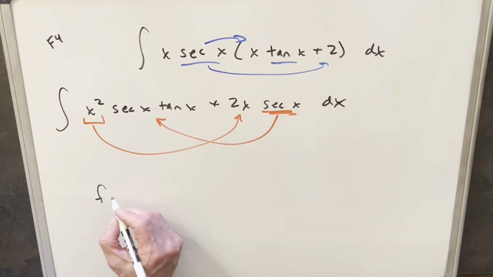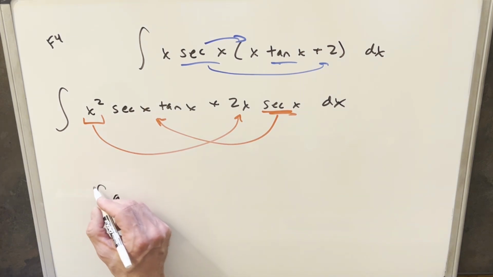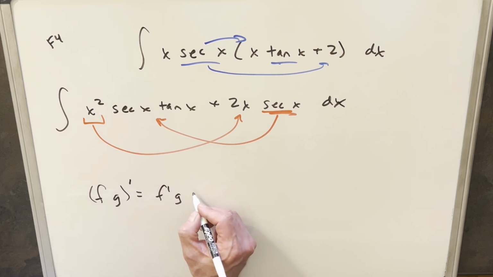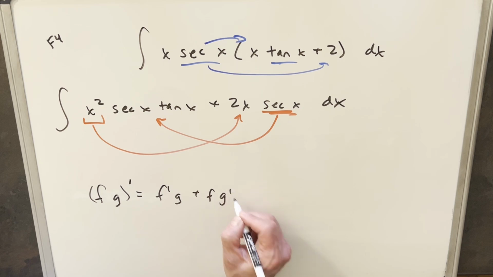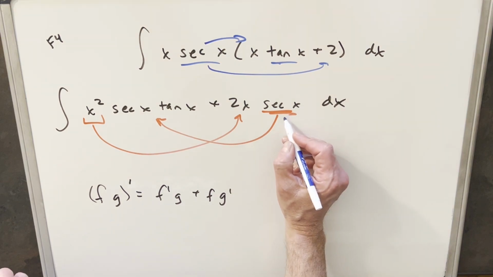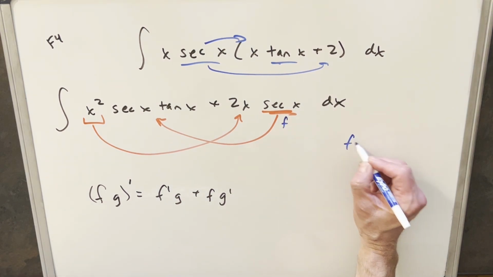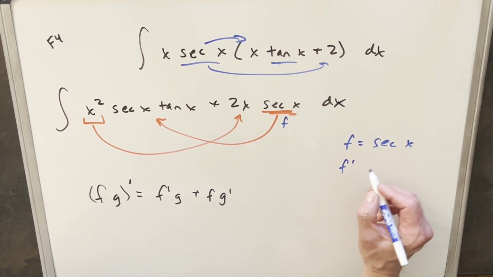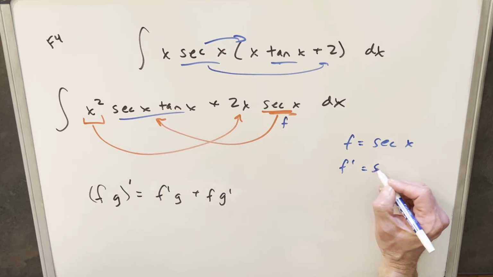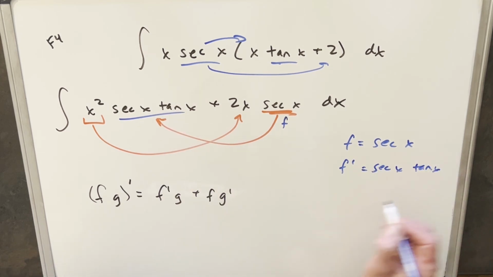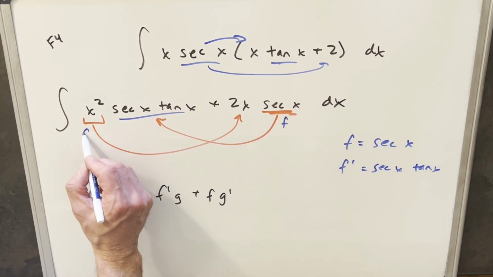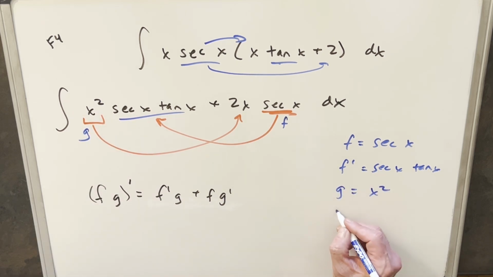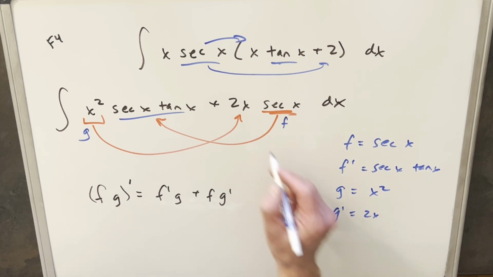So let's just take a quick look at our product rule. If we have two things that we're multiplying together, f times g, and we take the derivative of this, we just need the derivative of the first times the second plus the first times the derivative of the second. So I think I'll start here with secant x, and we'll call this our f. If f is going to be secant x, then the derivative f prime is this piece right here, secant x tan x. And for g, we want our g to be x squared, and the derivative of x squared is just 2x, which we have right here.